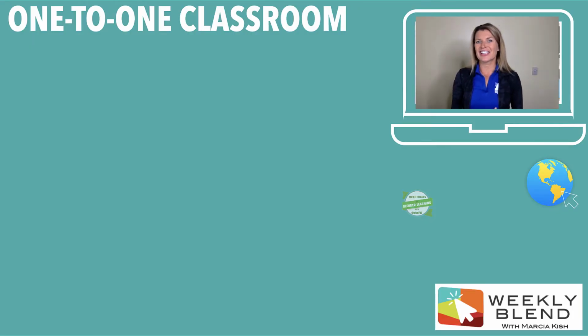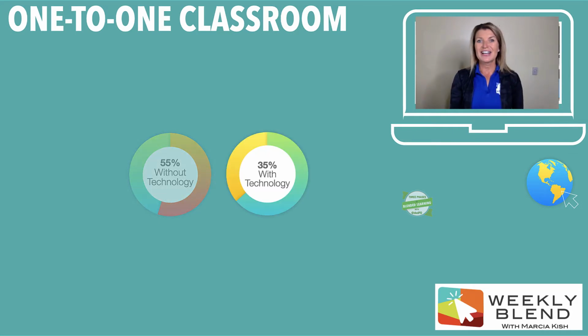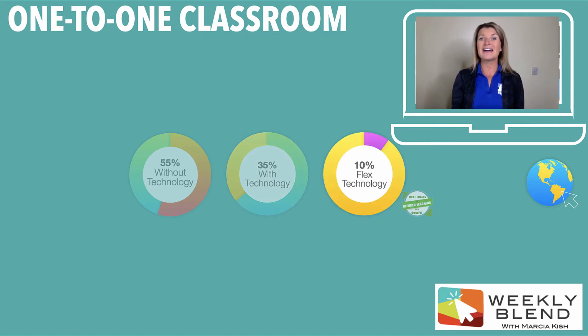All right, let's take a look into that one-to-one classroom and that one-to-one environment and what that will look like. A while back, I showcased the 55-35-10 rule. Do you remember that? What we talked about was 55% of the classroom time should be without technology, 35% should be with technology in the classroom, and then 10% should be flex tech. So when we look at the way we design our lesson, we should be really focusing on how we use the technology in our classroom.